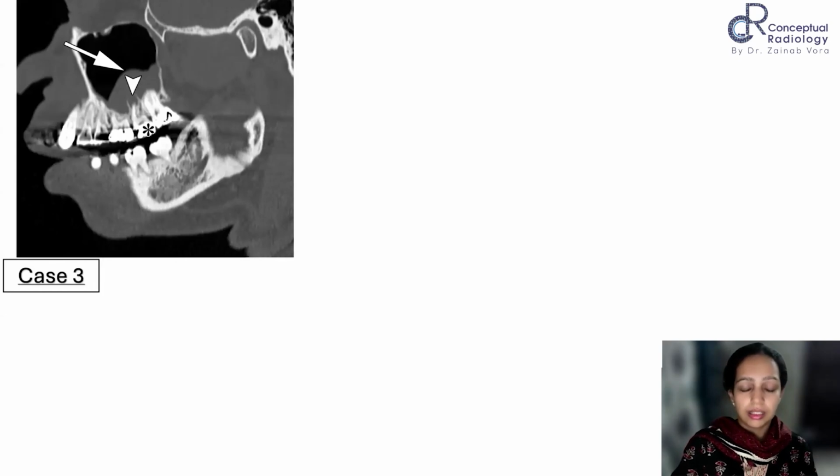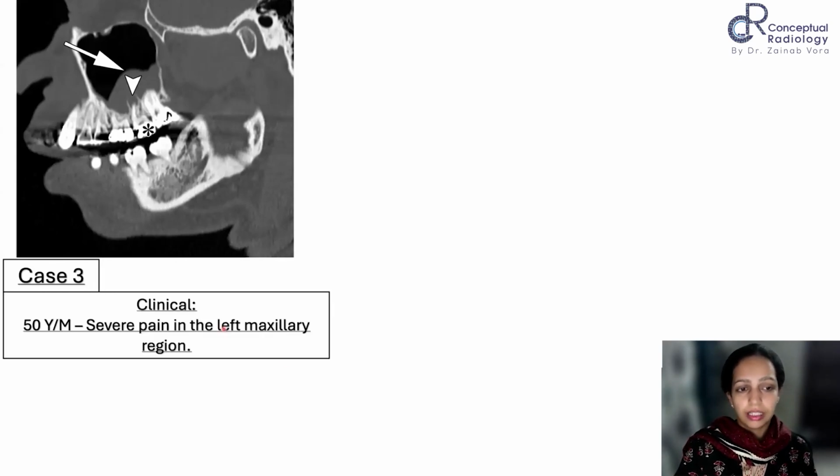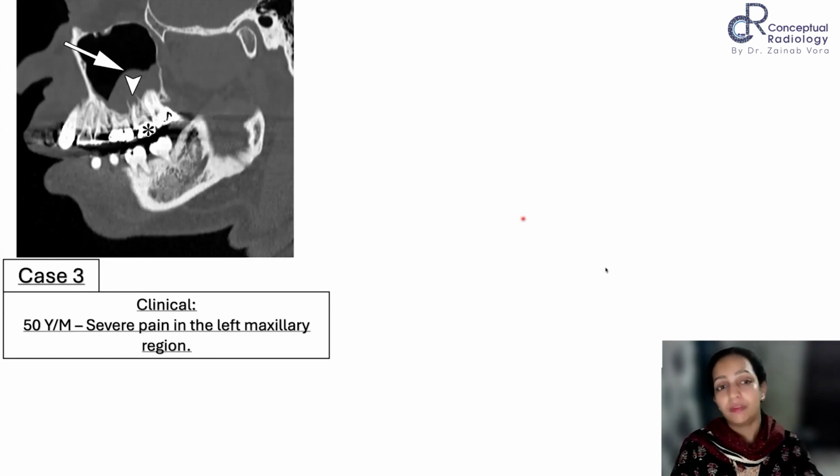So this is our case number 3. This is an elderly patient who presented with severe pain in the left maxillary region. What do we see over here? And what do our arrows indicate? We have severe pain in the left maxillary region. What do we see over here?